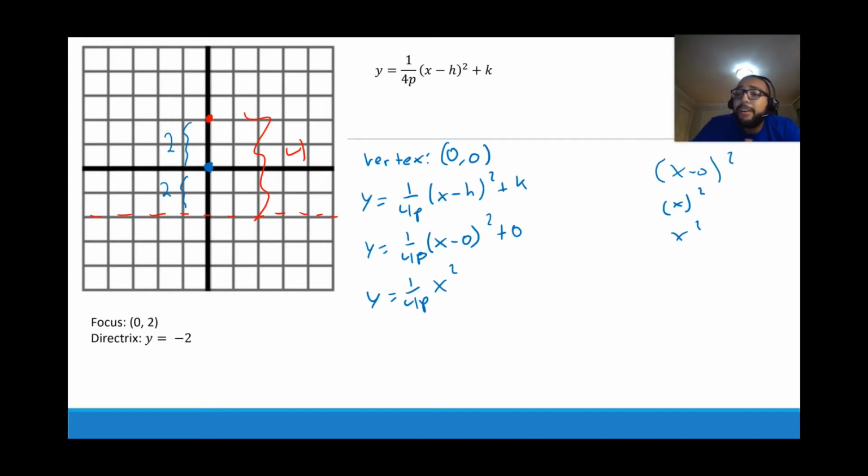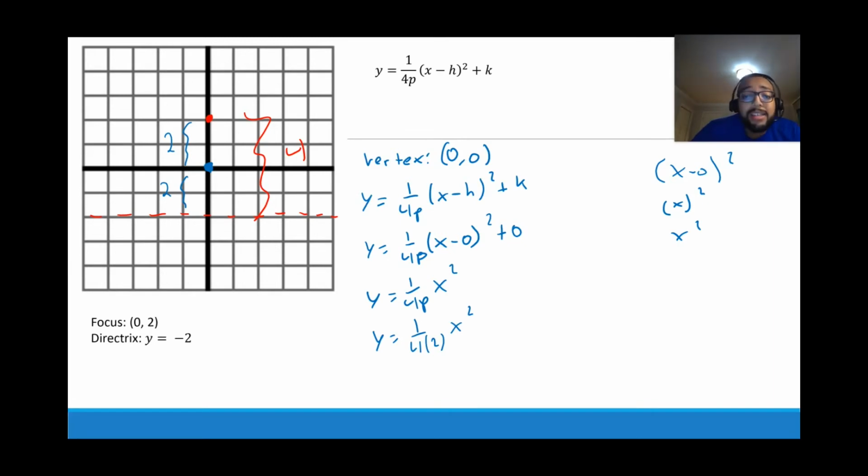We need to fill in our value of p. And again, the value of p is going to be that distance from your vertex to your focus or your vertex to your directrix. Again, it doesn't matter. And in this case, our value of p must be the value of 2. So we'll say, one more time, perfect. Y equals 1 over 4 times 2 x squared.